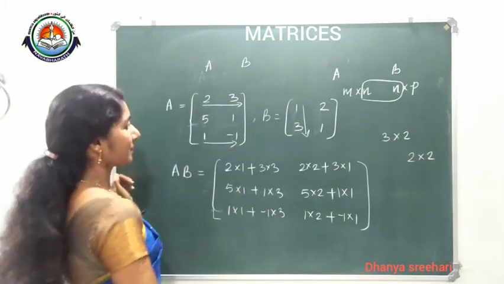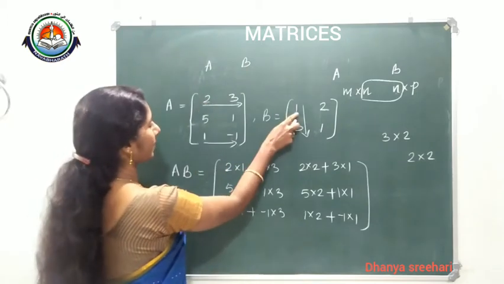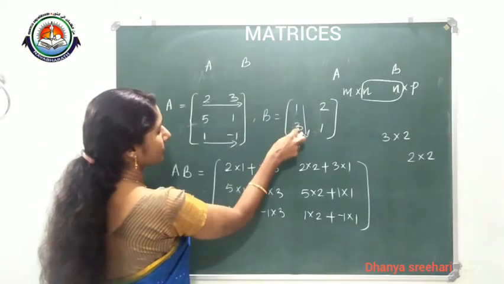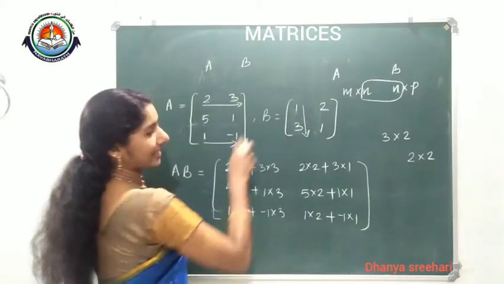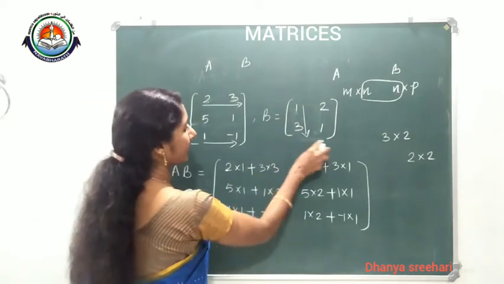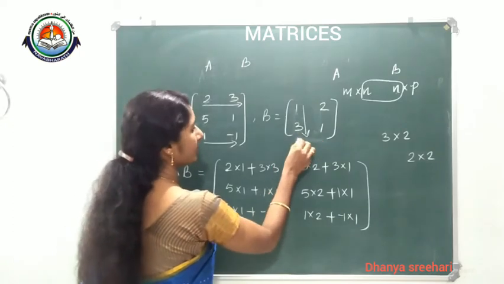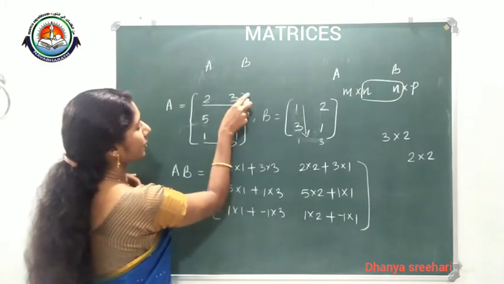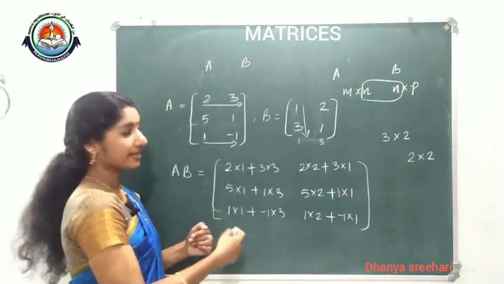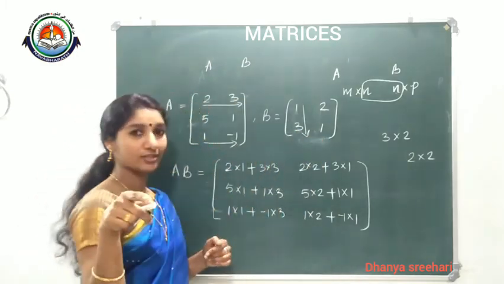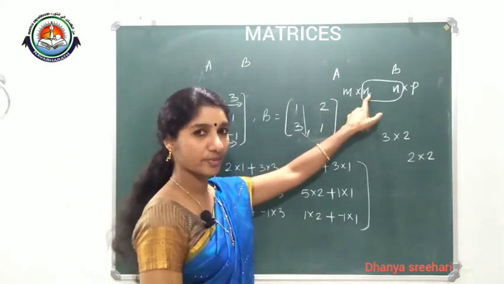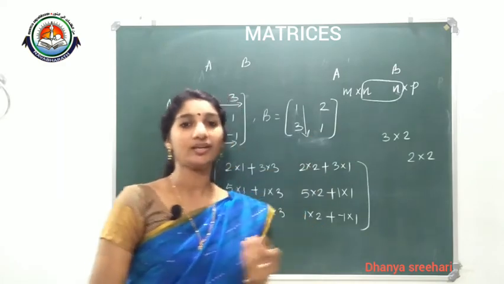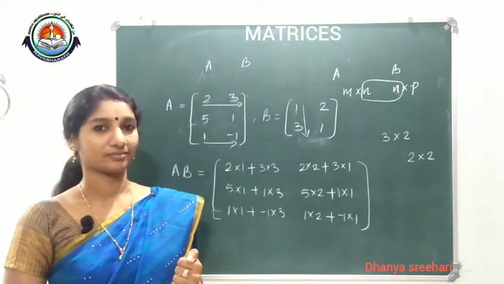See, these 2 into 1 plus 3 into 3 we are doing. That's why the number of columns must equal the number of rows of the second matrix. Suppose one more row is there, 1, 3. Then 2 into 1 plus 3 into 3 plus, no number is there to multiply with the 1, 3. That's why which condition should hold? The number of columns of the first matrix must be equal to the number of rows of the second matrix. Then only we can do multiplication.